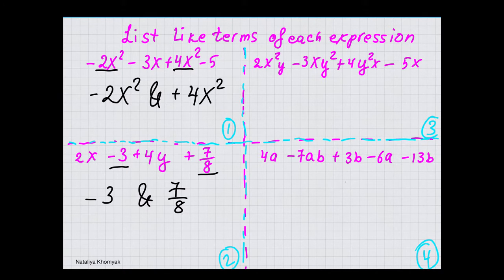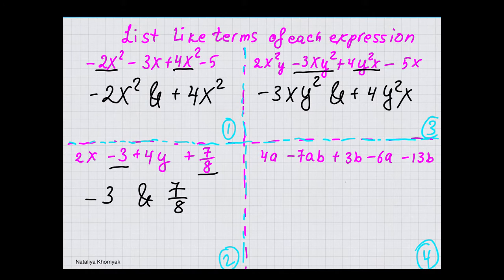In the next example, we have 2x to the second y minus 3x y to the second plus 4y to the second x minus 5x. And the like terms are, well, we have x to the second y in the first term. We have no more x to the second y, but we have x y to the second over here. It doesn't matter in which order the variables are written, as long as you have the same letters raised to the same exponents. In the last example, we have 4a minus 7ab plus 3b minus 6a minus 13b. 4a and negative 6a are our like terms.